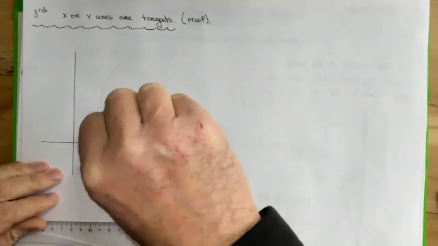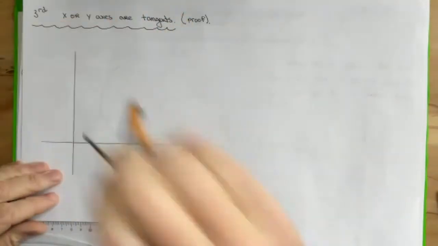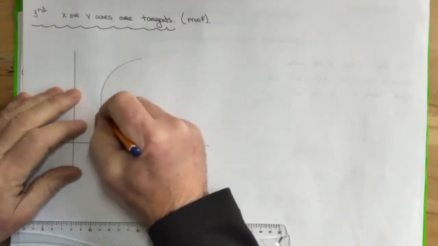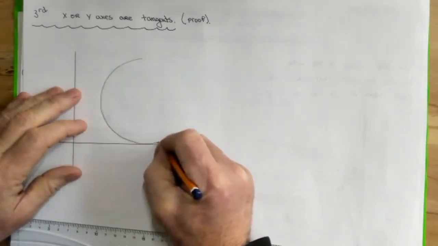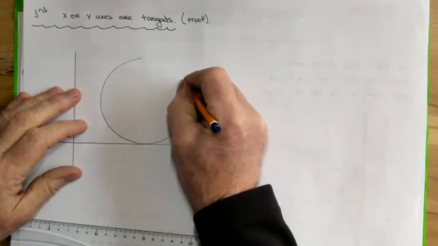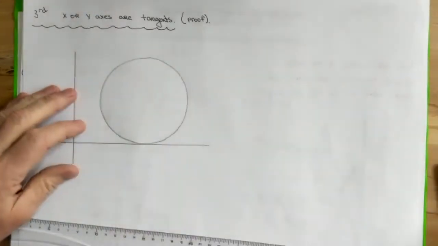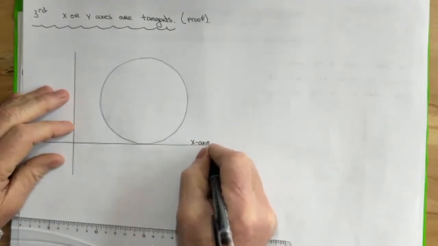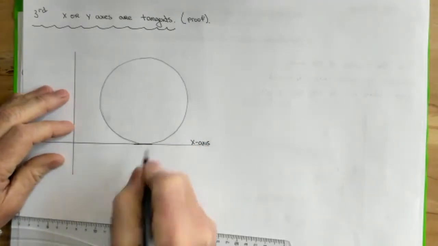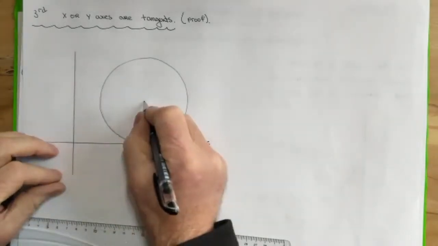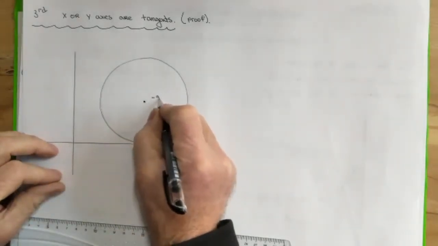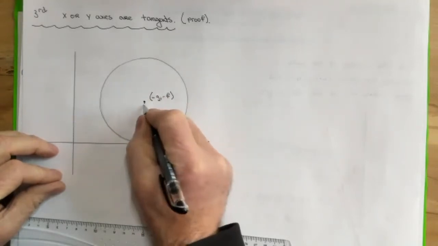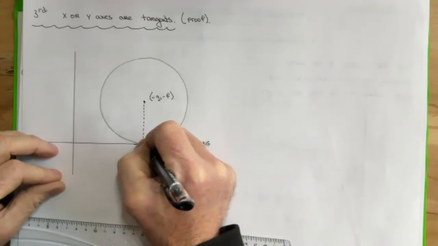Obviously, I didn't fix this last night. All right, so here's the circle. And I can see that the x-axis is a tangent to the circle. What happens in this case? Well, the center of the circle is minus g, minus f. And that's the radius of the circle.